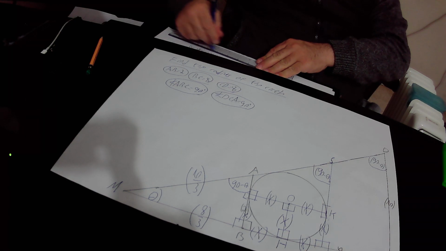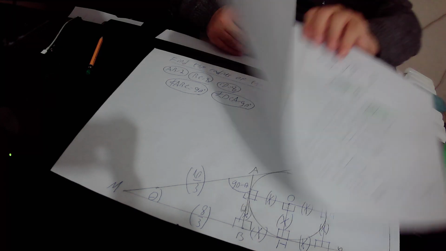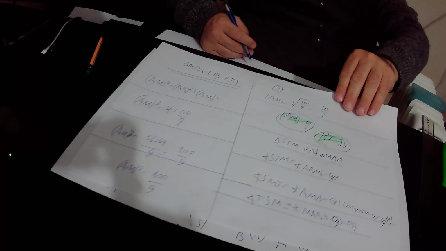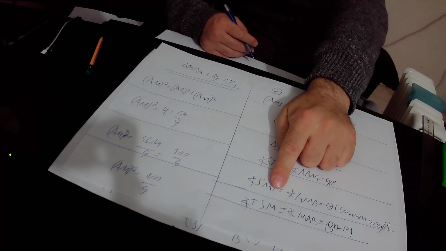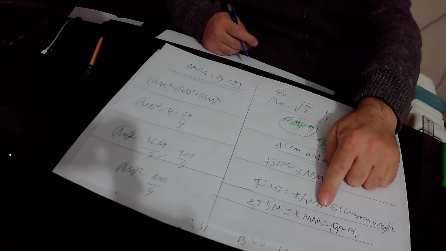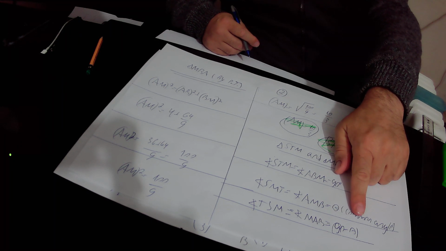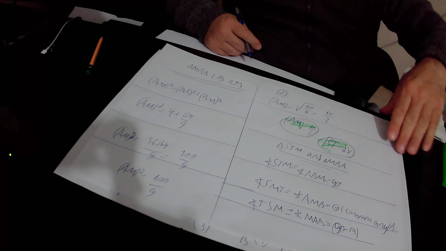Repeat again. Angle TSM in the big right triangle STM equals angle MAB in the small right triangle MBA. They are both equal to 90 degrees minus theta, therefore they are equal to each other.